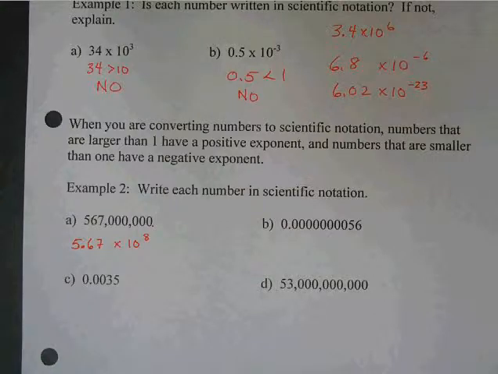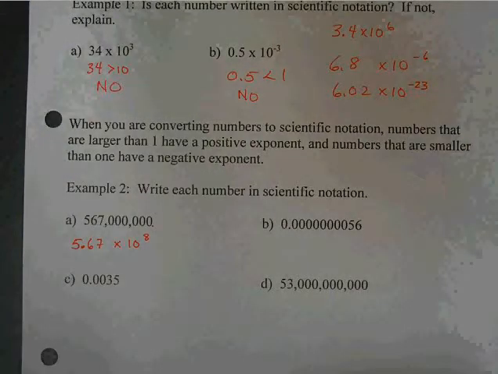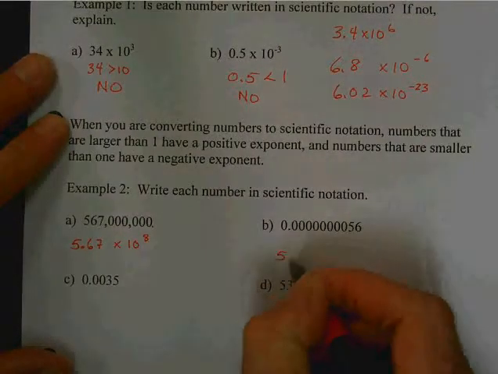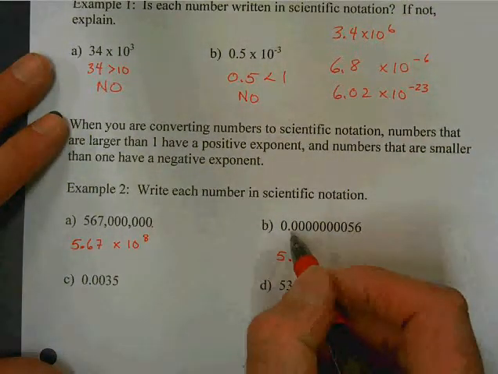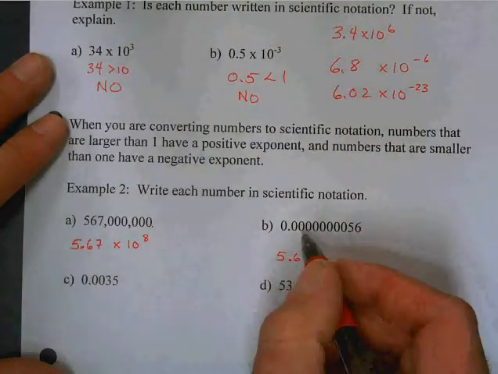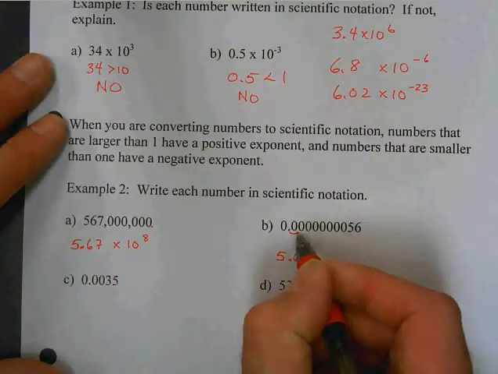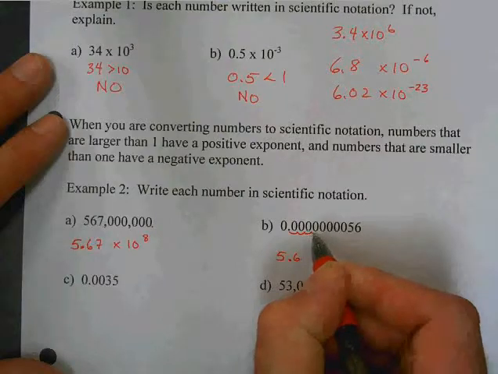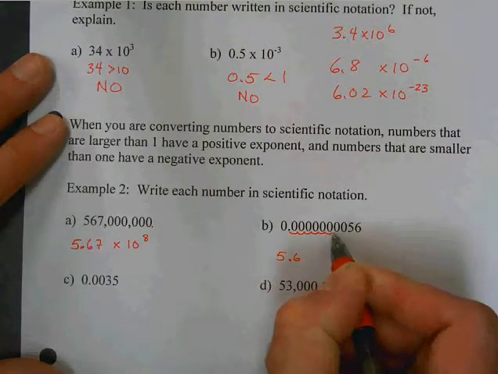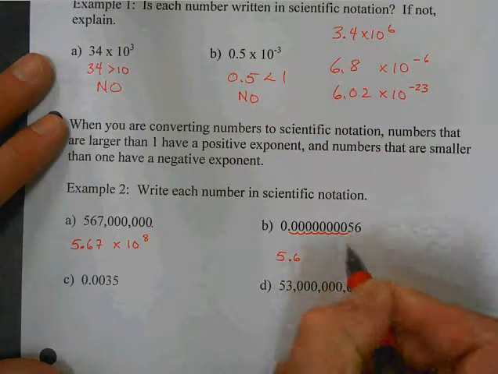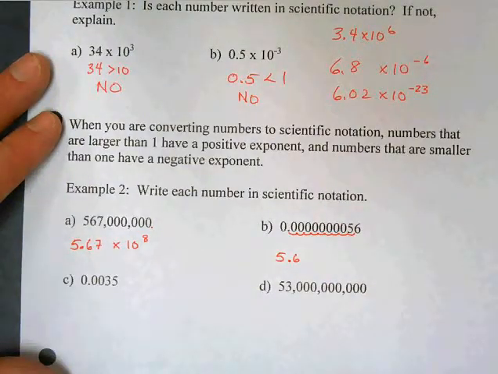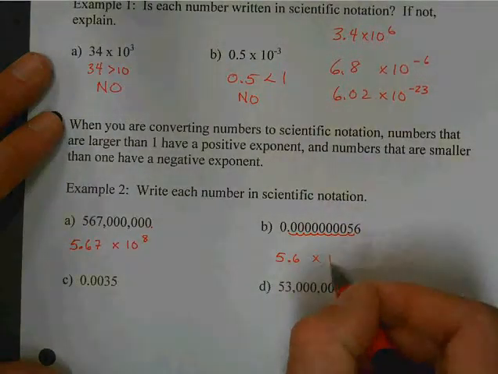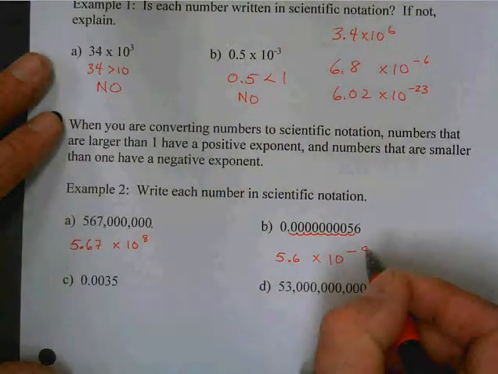All right, next one, B. Extremely small number. We still make it 5.6. But now we look, how many times do we have to move it? Let's count. And actually draw this with your pencil. 1, 2, 3, 4, 5, 6, 7, 8. One more to get in between 5 and 6, 9. So that's times 10 to the negative 9.